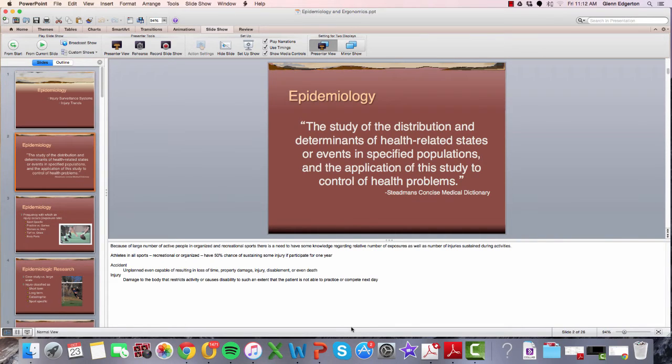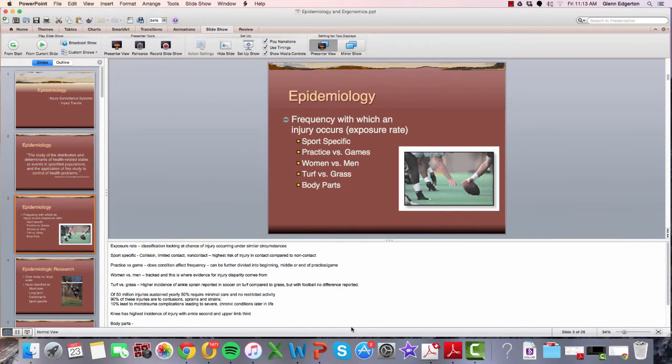So to get started, what is epidemiology? It's again the study of distribution and determinants of health-related states or events in specified populations, and the application of this distribution, determinants, and health-related states or events to control health problems. So pretty much you're looking at incidence, trends, distribution of injuries and accidents, and then trying to apply that to help prevent health-related problems or to control health-related problems.